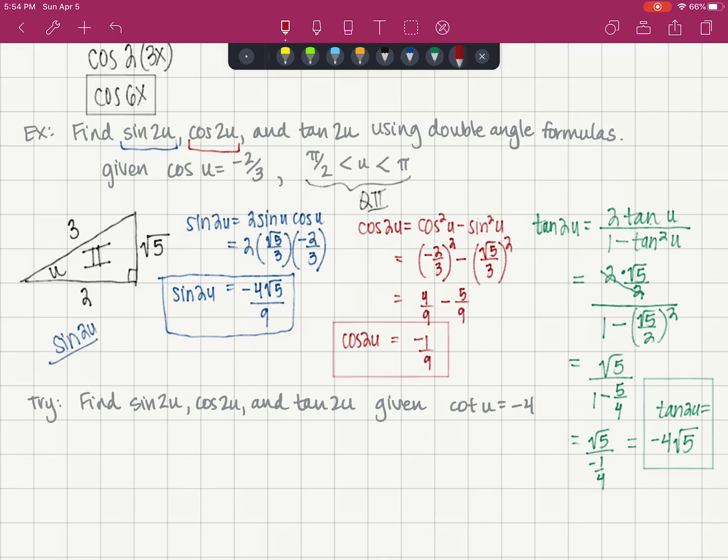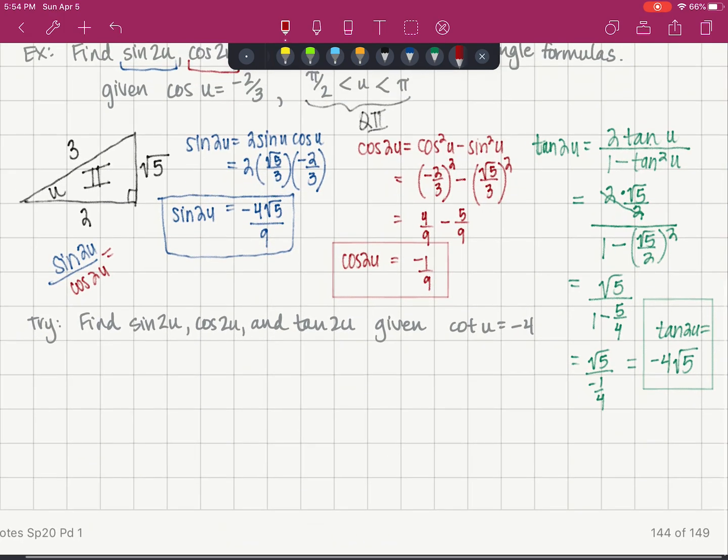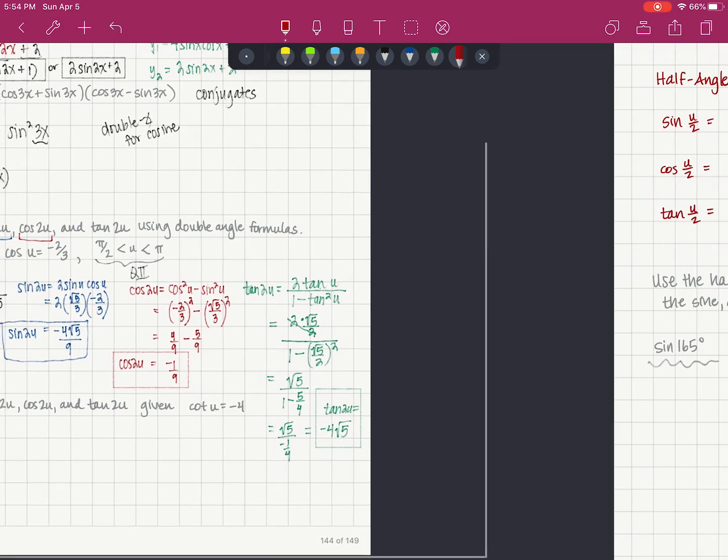And you could verify that by taking the sine of 2u and putting it over the cosine of 2u. And you'll see that, yep, you're going to get exactly negative 4 times the square root of 5.